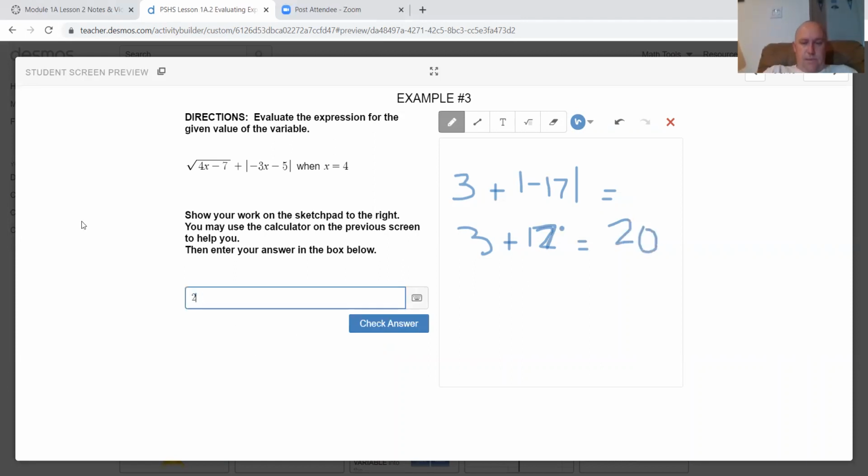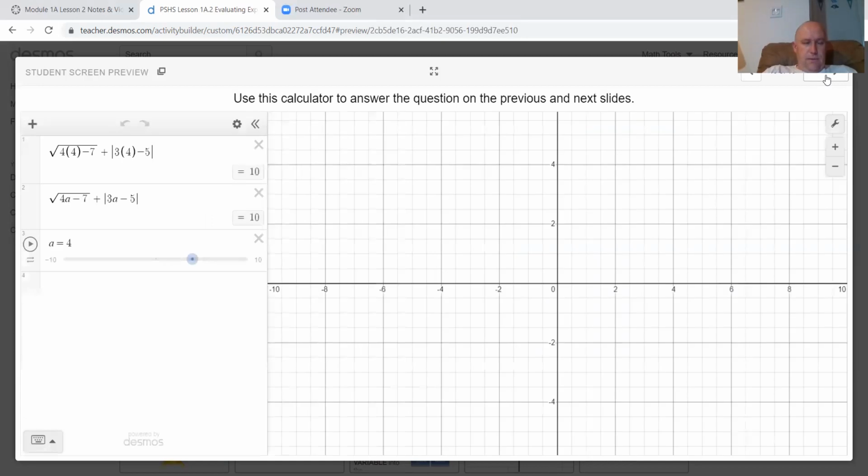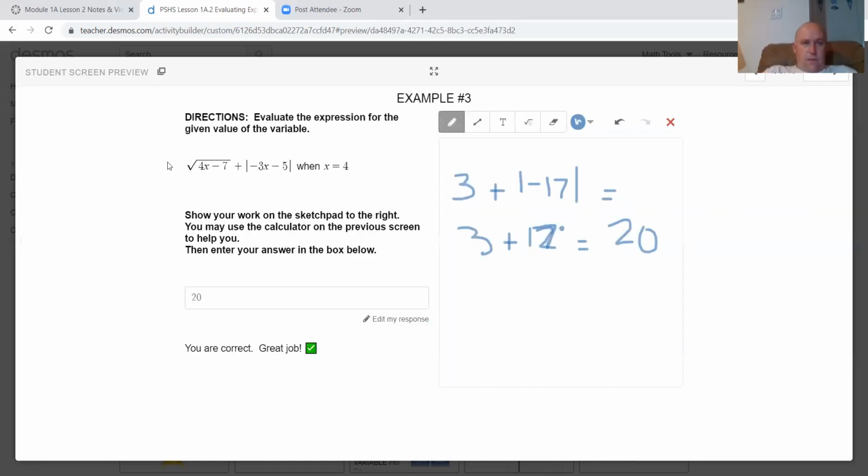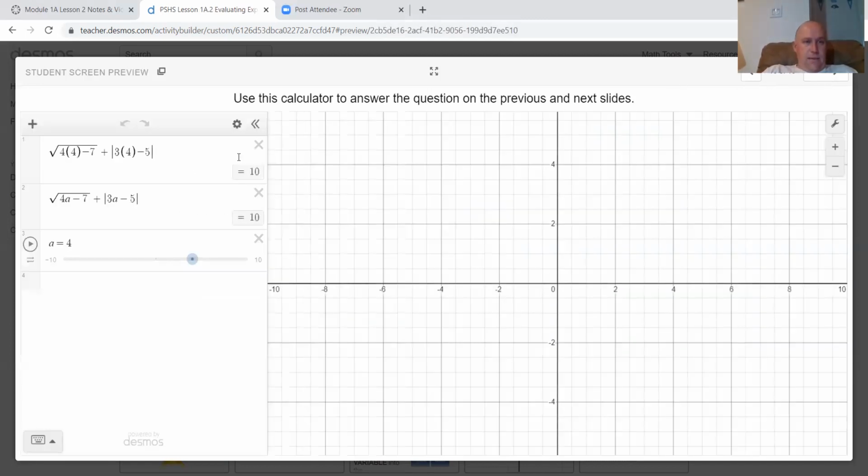So let me go ahead and check that, see if we're right this time. So I guess what happened is I must have typed in the question wrong. So let's just have a look to see if we can see what happened here. Absolute value of 4x minus, -3x minus 5. I think I missed the negative off, didn't I? Whoops. Now you can see that it's 20.